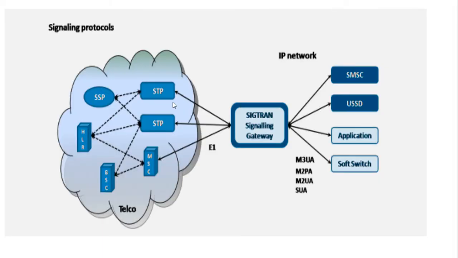Here you can see the STPs, signal transfer points, and MSCs, all connected to the SMSC. The SMSC basically connects to an MSC, through which it delivers the SMS. But the SMSC to MSC connection is over SIGTRAN, the IP network. So this is where SIGTRAN is required.